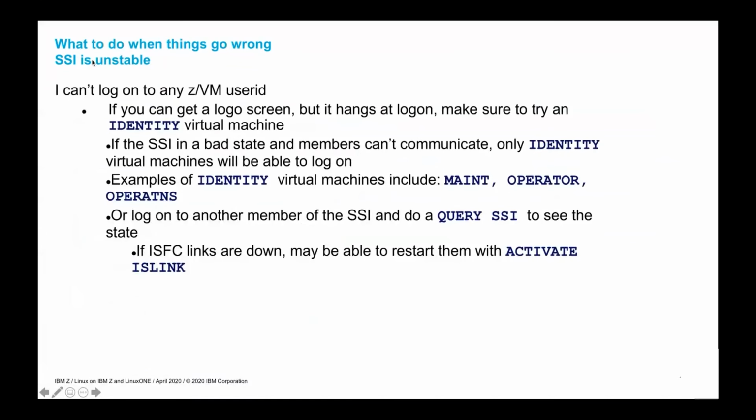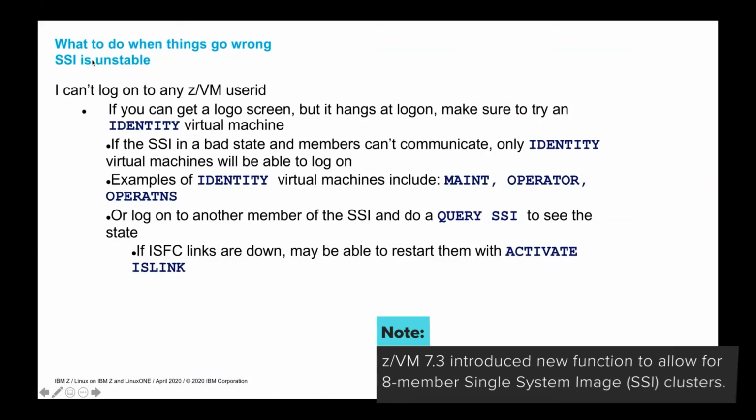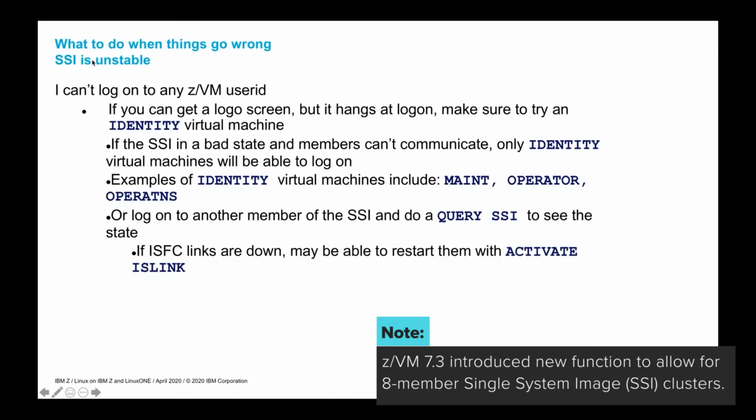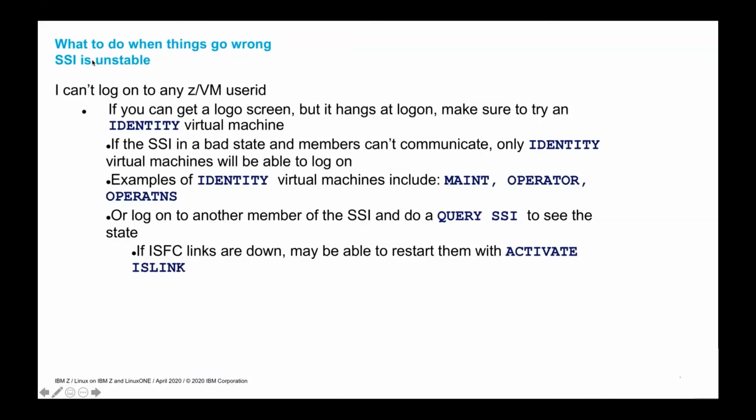So that's taking a snap dump. Another thing that can happen that can kind of look like a hung user is that the SSI can become unstable. I think you're probably all familiar with our clustering technology, single system image, and this idea that up to 4 z/VM systems can be hooked together and sort of operate as a single system. If things happen with the communication there, or maybe access to certain important disks is lost, then it can go into what we call a safe mode or an unstable mode.